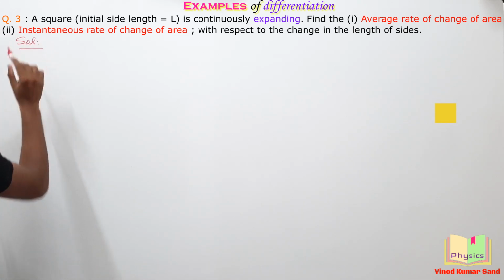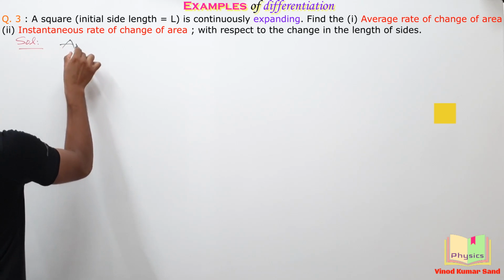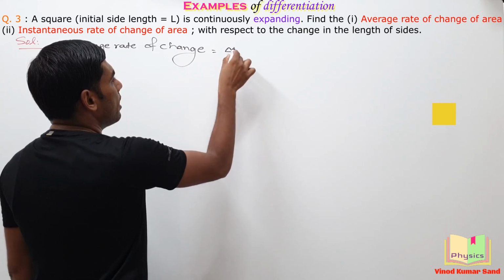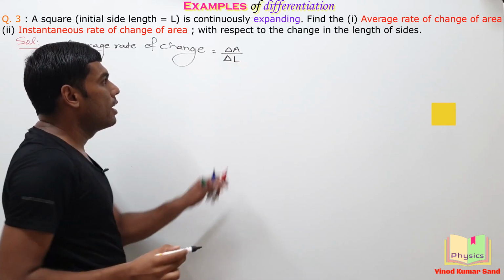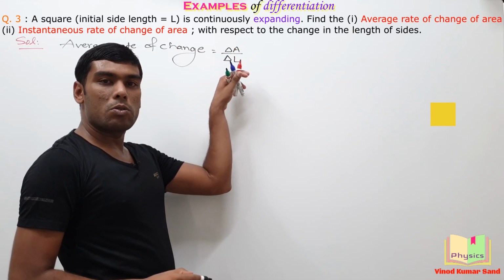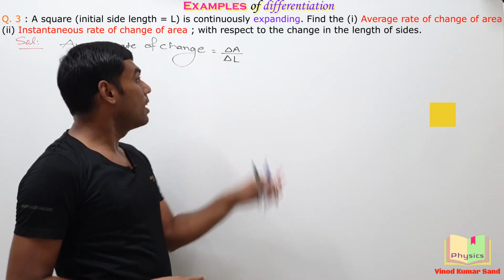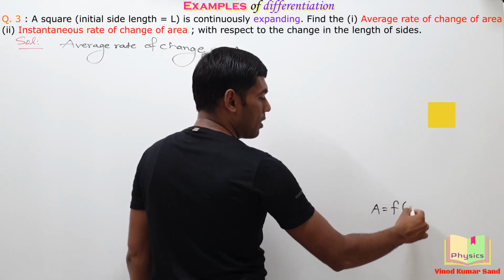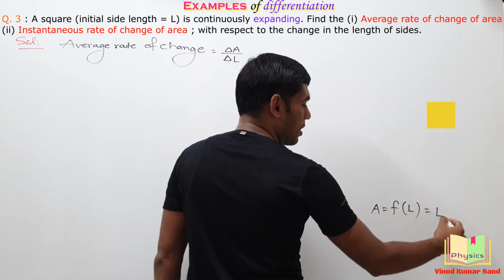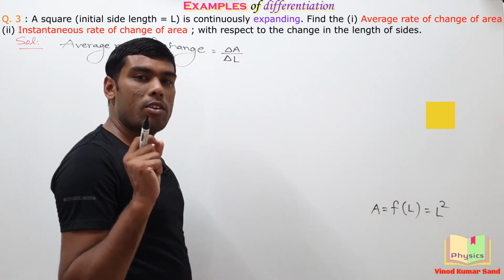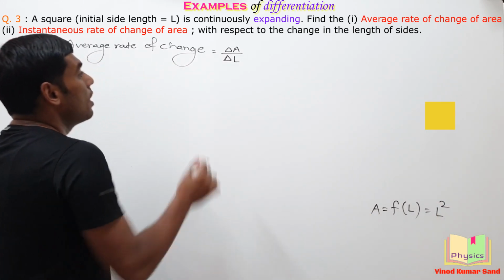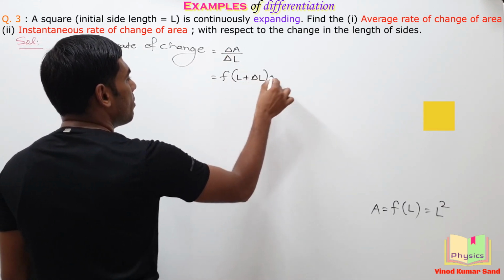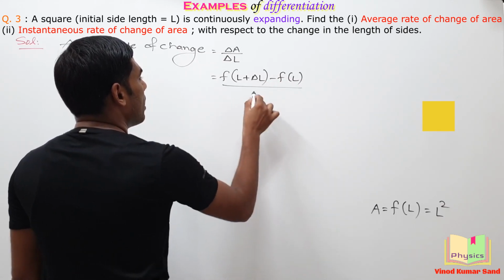So first of all, we'll obtain the average rate of change. The average rate of change will be indicated by del A divided by del L, rate of change of area with respect to the change in the side length. Now the area of the square is a function of length, and that function is given as L square because the original side of the square was L. Okay, let us simplify it further. It will be written as f(L plus del L) minus f(L) divided by del L.